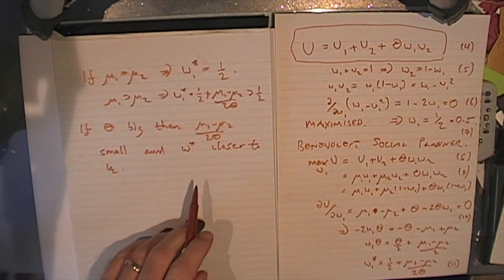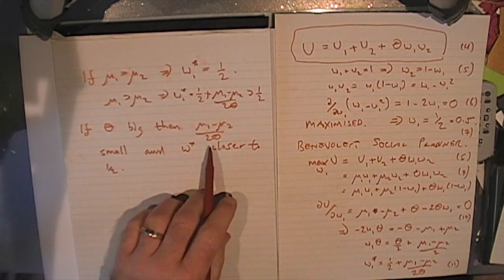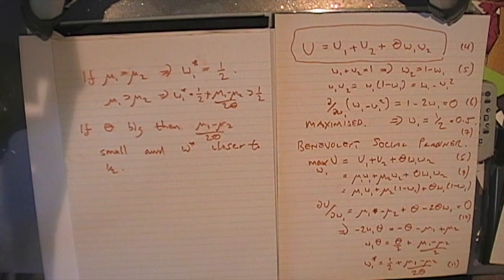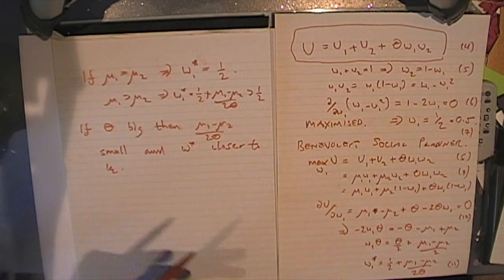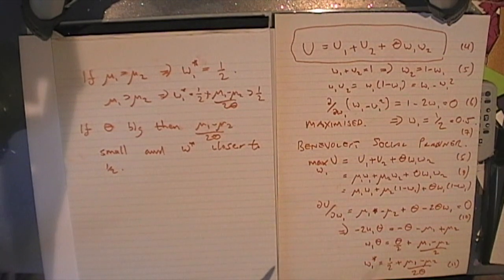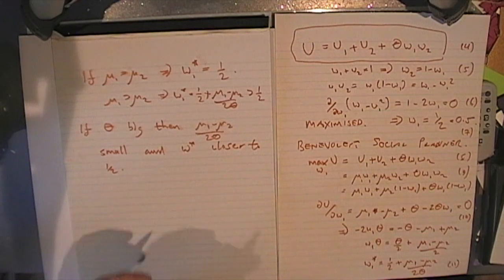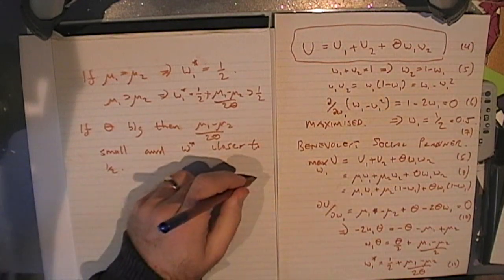And in the extreme, if theta was infinitely large, so it was massive, this term would be essentially 0, and again the optimal win percentage would be a half, regardless of what the relative preferences were of the two sets of fans. Okay, so that's the social optimal outcome. We'll put a line through that.